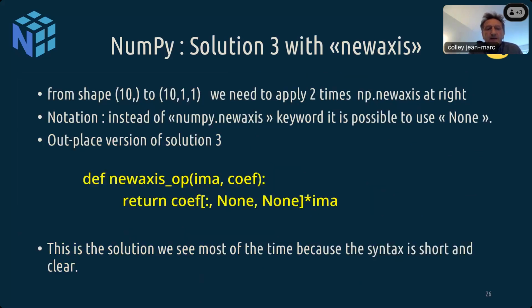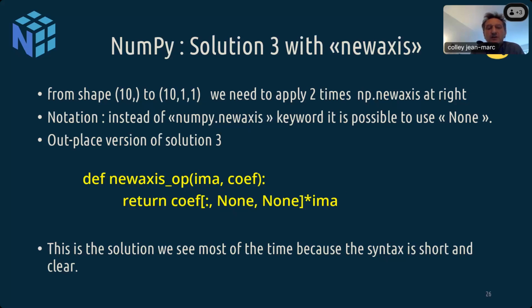We can write solution 3 now. So from shape 10 to shape 10, 1, 1, we need to apply newaxis 2 times at right. Notation: instead of the newaxis keyword, it's possible to use None.